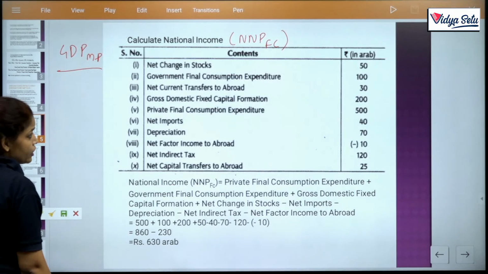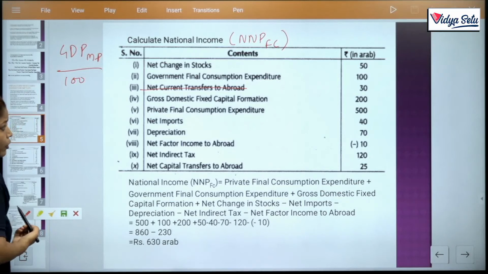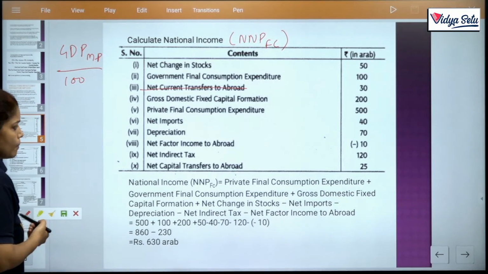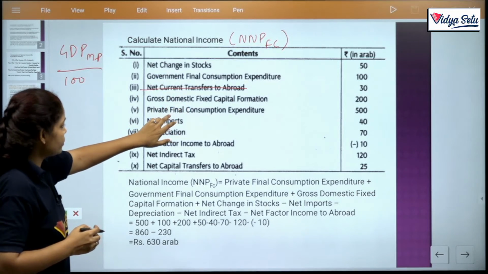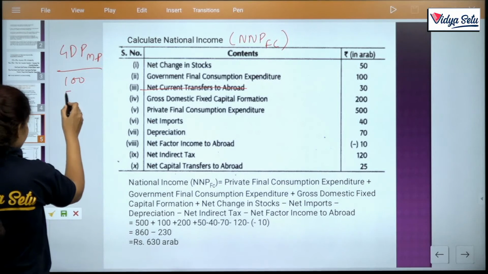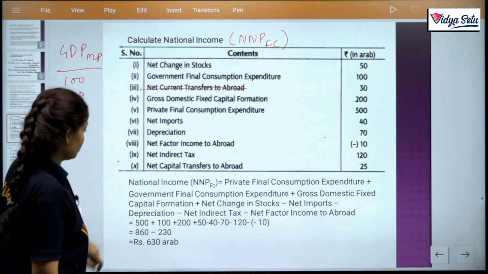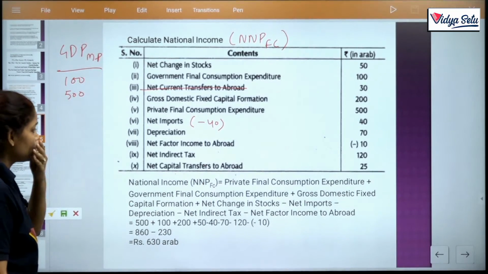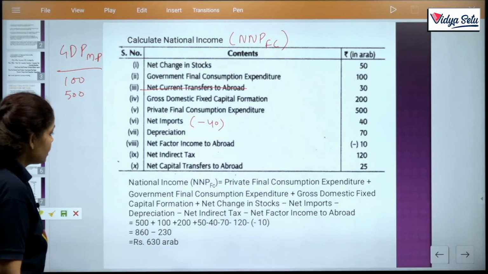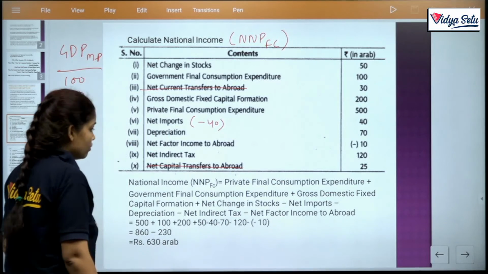So we start with government final expenditure 100. Add net current transfer to abroad, we do not use this. Clear. Gross domestic fixed capital formation. Okay, we just move on step by step. C plus I plus G first of all. So we take G, C, that is 500. Okay, net imports are given to you and this one is minus. Net imports are given, that means exports have decreased and your imports have increased. Clear. Depreciation, factor income and net capital transfer to abroad. Factor income to abroad, we will not do anything with this either. Clear.